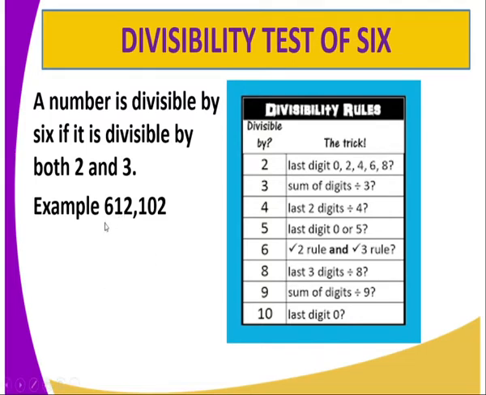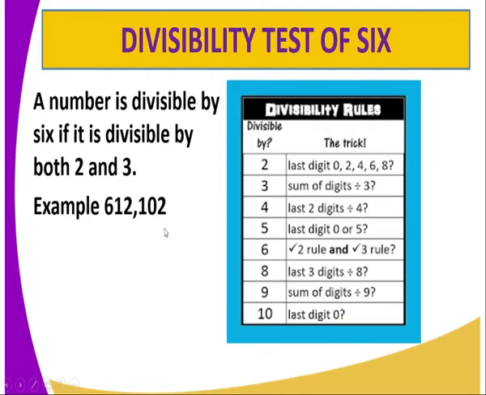612. Let us ask ourselves, is 612 divisible by 2? The answer is yes, because the last digit is an even number. Now we ask ourselves, is 612 divisible by 3? Let us get the sum of the digits: 6 plus 1 is 7, 7 plus 2 is 9. Is 9 divisible by 3? Yes. So because 612 is divisible by both 2 and 3, it means that 612 is divisible by 6.